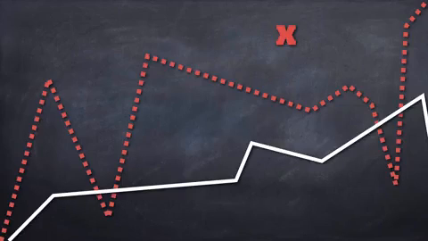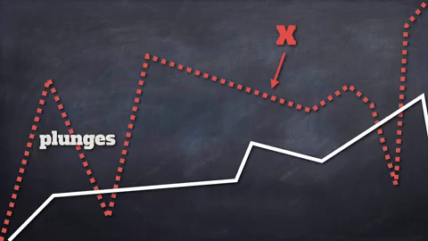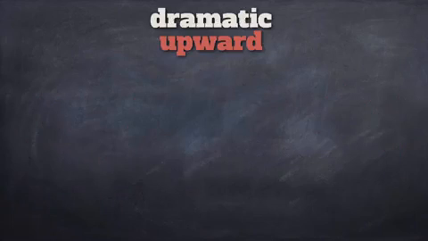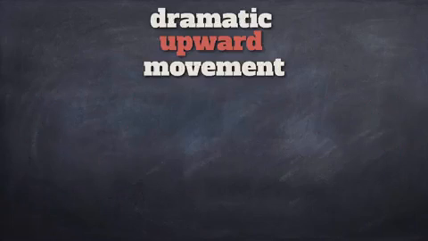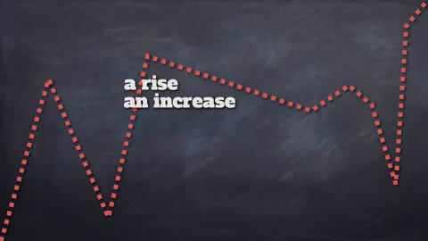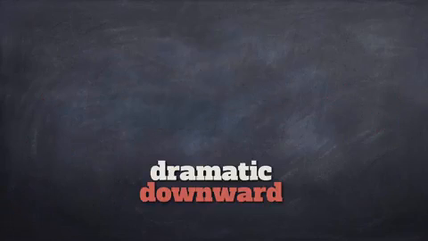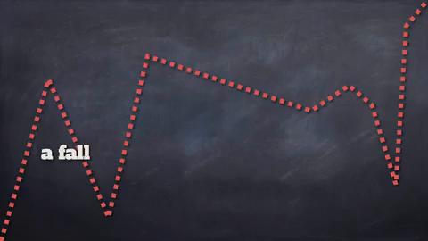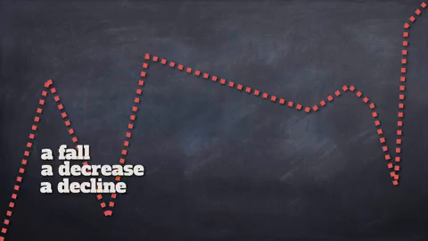This is the way you would do it. The dotted or red line, or the dotted red line, represents X. We can see that it plunges over there, but then it picks up right over there. When lines describe a dramatic upward movement, we will call it a rise, an increase, or a growth. Dramatic downward movements will be described by the opposite words, so a fall, a decrease, or a decline.